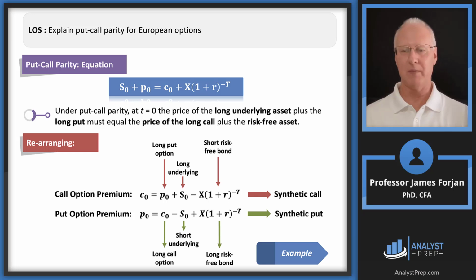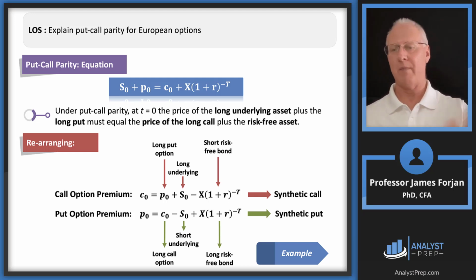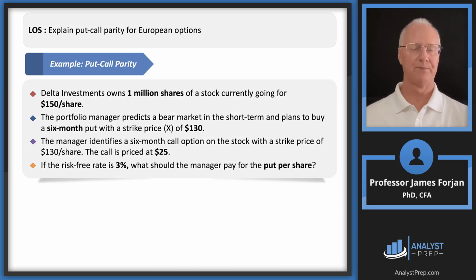Now you can also do some more rearranging to come up with a put option premium, and this is known as a synthetic put. So what are we doing? We're going to own the call option, we're going to short the underlying share of stock, and then we're going to buy the risk-free bond. So synthetic calls and synthetic puts. You ought to know the definition, you ought to know that equation, but that equation is easily derived if you remember my little S&P trick.